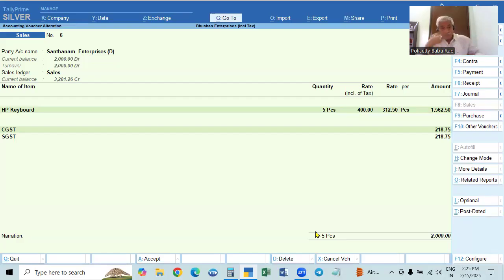When we are selling and giving the invoice, we have to show the taxable value separately and tax separately. So from the rate including tax we are charging, that is to be divided into two parts: the taxable value and the tax. Total amount will be equal to the rate inclusive of tax. So 400 into 5, 2000. Like this, we have to calculate.